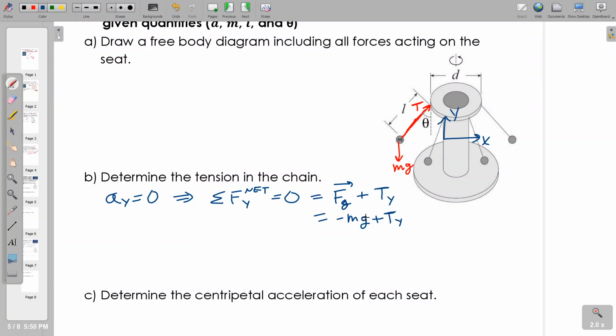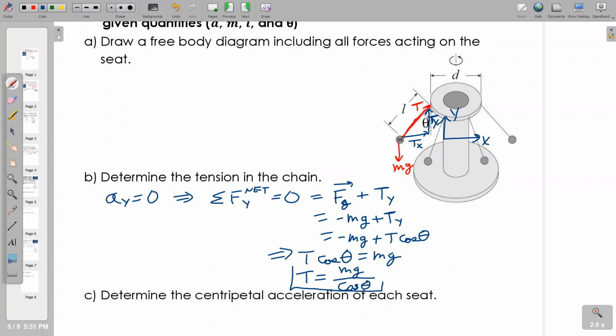So Ty then is this component of the tension pointing up in this direction, and there's Tx pointing in that x direction there. Ty, of course, is just T times cosine theta. So I have that this is minus mg plus T times cosine theta. And that means that tension times cosine theta is equal to mass times gravity. Or in other words, tension is equal to mass times gravity divided by cosine of theta. So I was asked to find the tension in terms of g, L, theta, and D. So I am done. Got the tension.